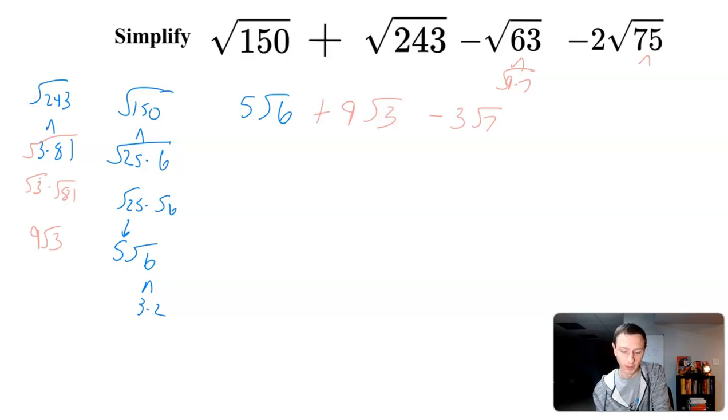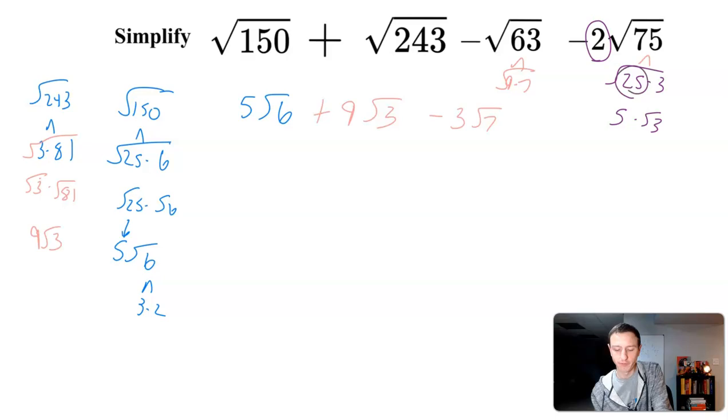75, another one where we might not have to think too much, because 75 is 25 times 3. So the square root of 25 is 5, and then we have the root of 3. Now here's where we've got to be careful. You see how we have a 2 on the outside of that radical?